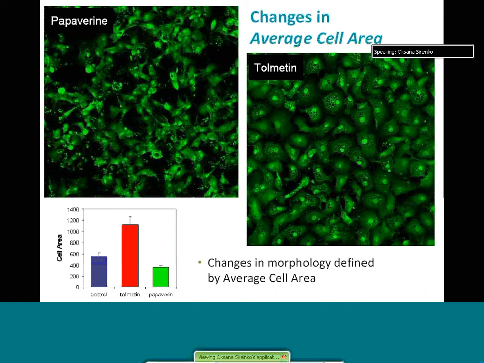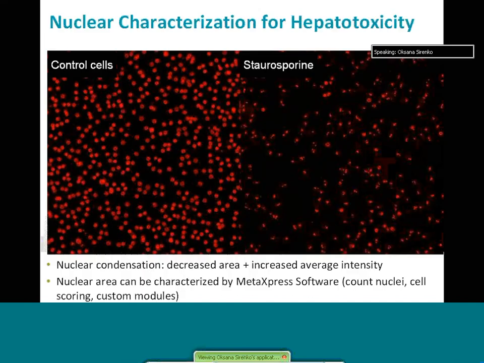Those important changes in morphology could be quantitated by average stained cell area. Nuclear characterization is another very important marker for hepatotoxicity. In this example, you can see control cells, nuclear stain, and also cells treated with intermediate doses of staurosporine. Well, you can see very modest change in cell number. The change in cell shape and morphology, nuclear morphology, is very dramatic.